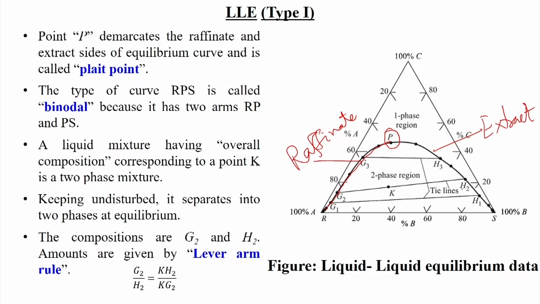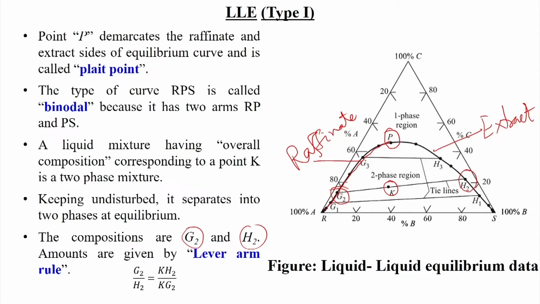Okay. Consider a liquid mixture having an overall composition corresponding to point K. If we wait for a long period of time, it will separate into two different liquid phases: one the raffinate, and another the extract. G2 will be the raffinate phase composition, and H2 will be the extract phase composition. So, kept undisturbed, it separates into two phases at equilibrium, with compositions G2 and H2.